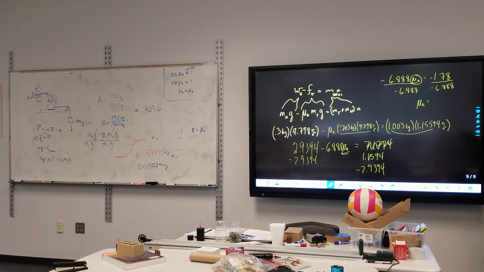Dramatic pause for someone to volunteer. 0.25-ish. 0.26. Units? No units. Say it again? No units? Correct. If this is a coefficient, it is not force itself, it's just related to the force. It has no units whatsoever.